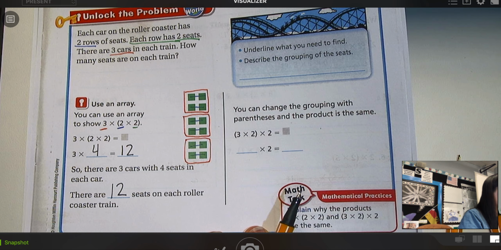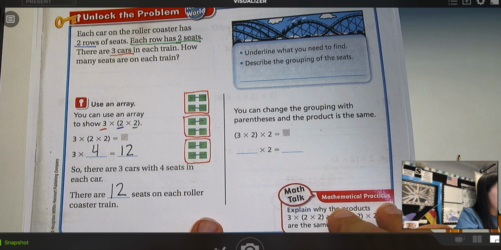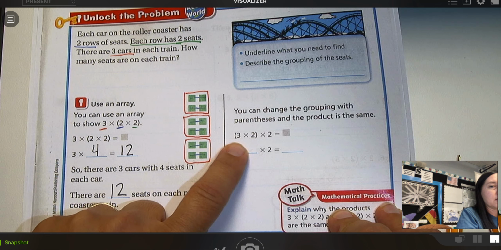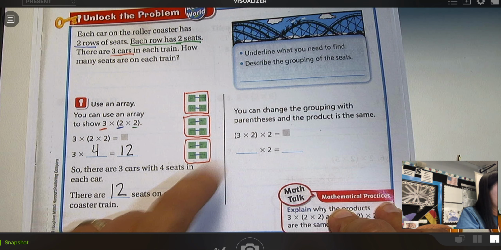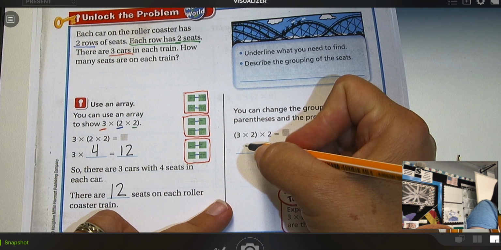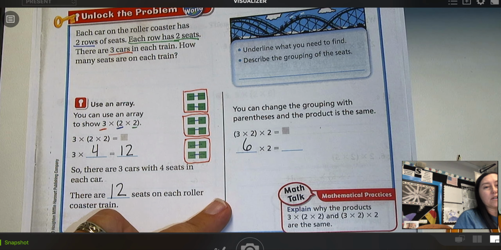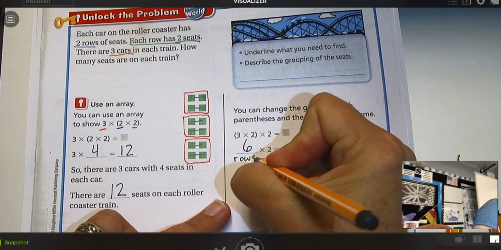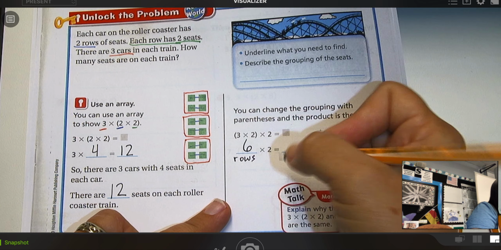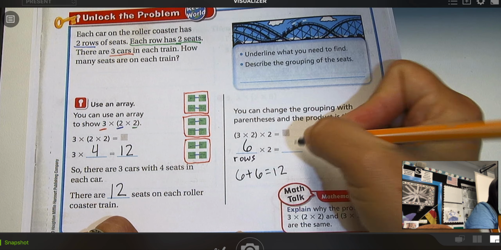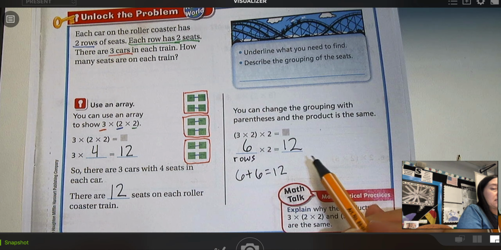Now, you can change the grouping with parentheses, and the product is the same. I could first figure out how many rows there are, right, in all of the whole train out of the three cars. So there's three cars with two rows in each car. So that would be 6 rows. I've got 1, 2, 3, 4, 5, 6, if I just counted all the rows. I just figured out there's 6 rows times the 2 seats in each row. 6 × 2, or I could think doubles, right? 6 + 6 = 12. So 6 × 2 = 12. And I got the same number.